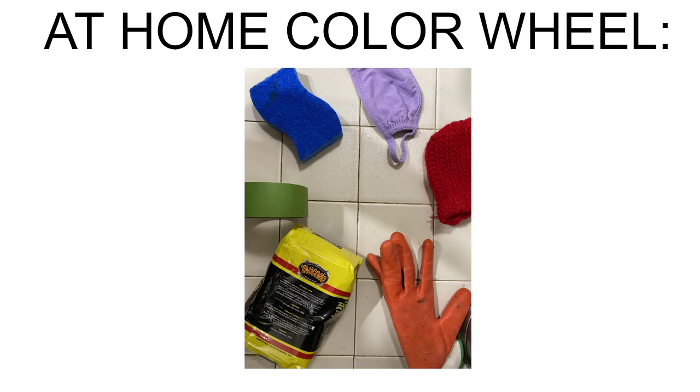Here is another example. We have a red knit hat, an orange glove used for doing the dishes, a yellow bag of coffee, some green tape, and a blue sponge. When you get your items, be sure that you keep them in the proper order so that you have red, yellow, blue spaced out, and then you have the secondary colors between them. So between your red and yellow, you have orange. Between your yellow and blue, you have green. And between your blue and red, you have a purple.